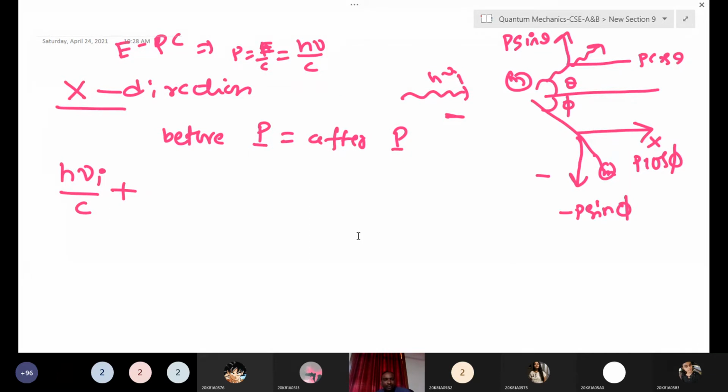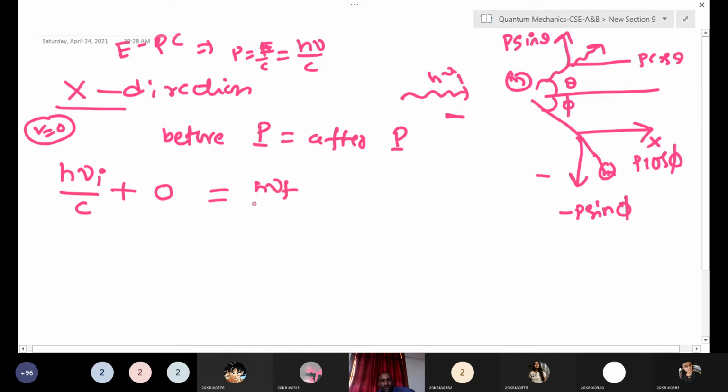After that, whatever. So he considered the electron to be at rest initially. If it is at rest, velocity is zero, that means momentum is also zero. Rest mass electron momentum is zero, right? So now what is the momentum of the photon along the x direction? p cos theta, where p is h nu f by c, so h nu f by c cos theta, and the momentum of the electron is p cos phi.